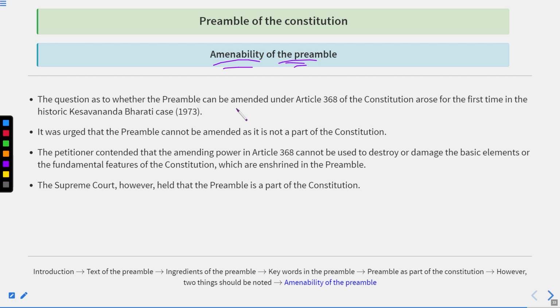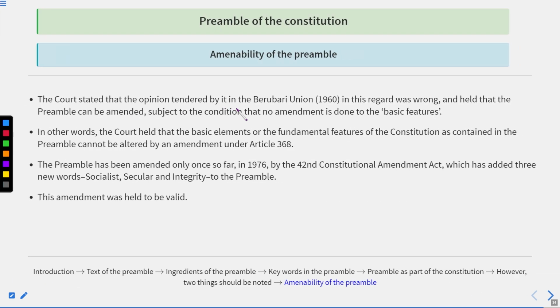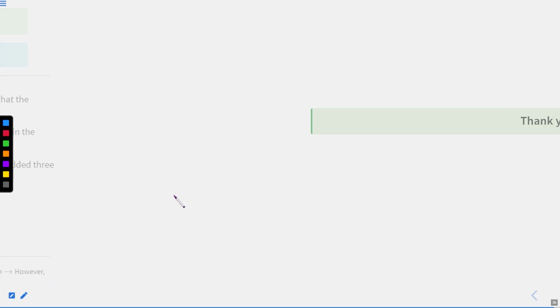The Supreme Court, however, held that the preamble is a part of the Constitution. The court stated that the opinion tendered in the Berubari case 1960 in this regard was wrong and held that the preamble can be amended subject to the condition that no amendment is done to the basic features. It means that the preamble could be amended but basic features could not be. In other words, the court held that the basic elements or the fundamental features of the Constitution as contained in the preamble cannot be altered by amendment under Article 368. The preamble has been amended only once so far, in 1976, when the words socialist, secular and integrity were added.